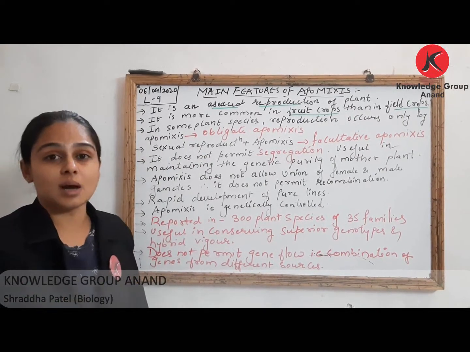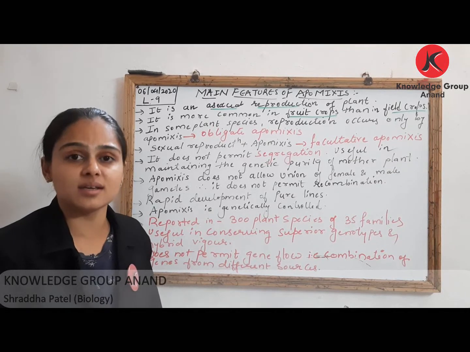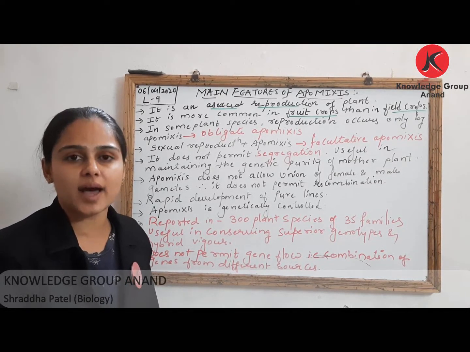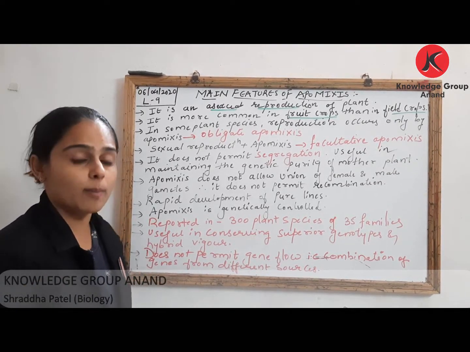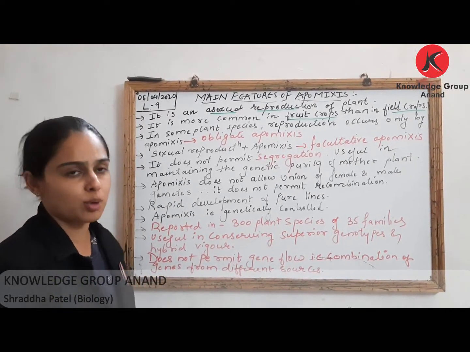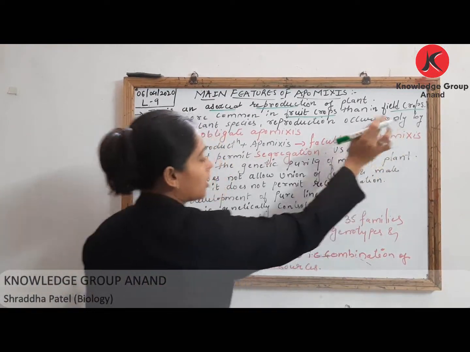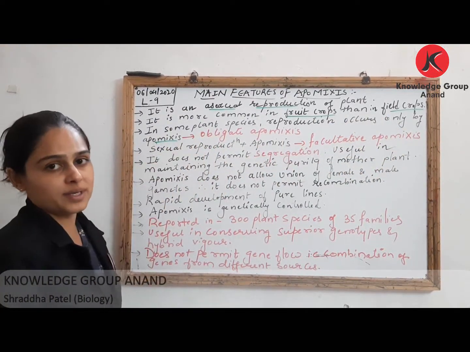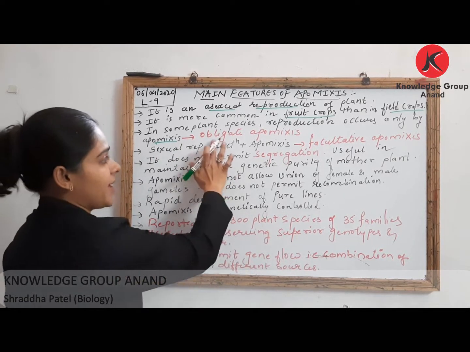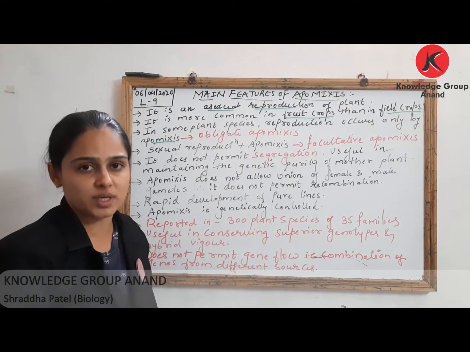Now in some plants this is the only mode of reproduction, and this is known as obligate apomixis. Obligate apomixis in the sense what? It is the only source of reproduction. In some plant species, reproduction occurs only by apomixis, and such is called obligate, मतलब compulsorily obligate apomixis.